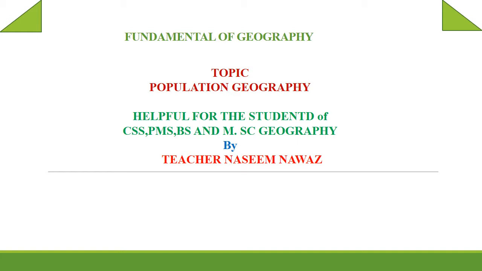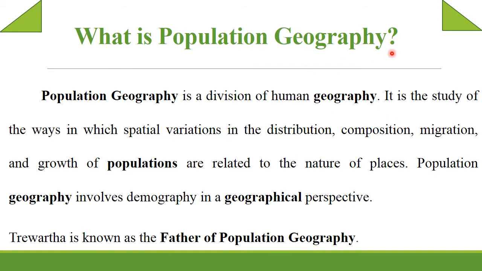Today our topic is population geography. What is population geography? Population geography is a division of human geography. In this line, the writers say that population geography is a branch of geography which is called human geography. Basically, geography is divided into two main classes, human geography and physical geography, and this one is part of the second category, which is human geography.